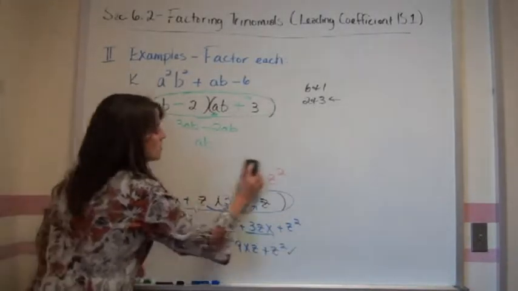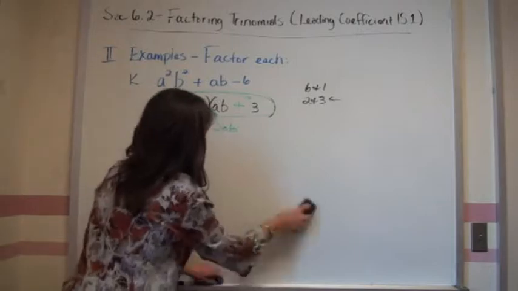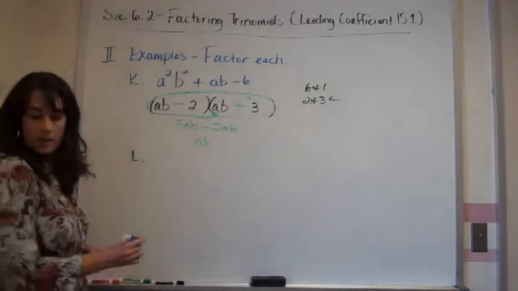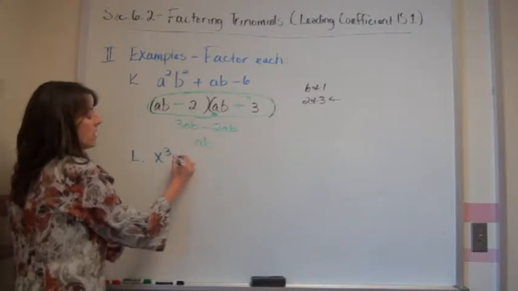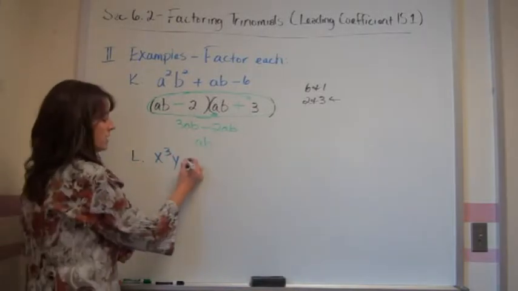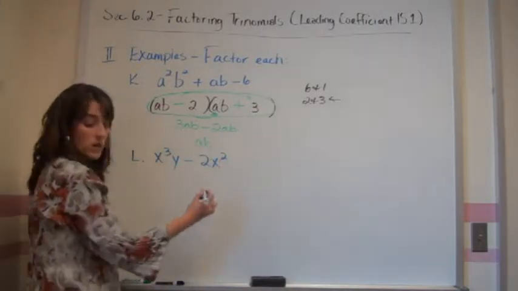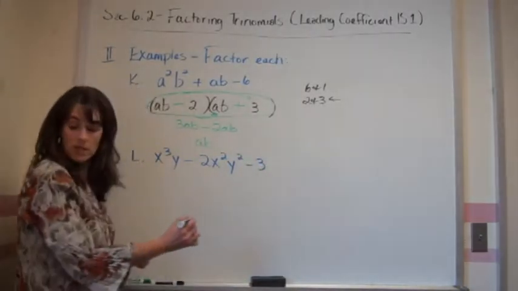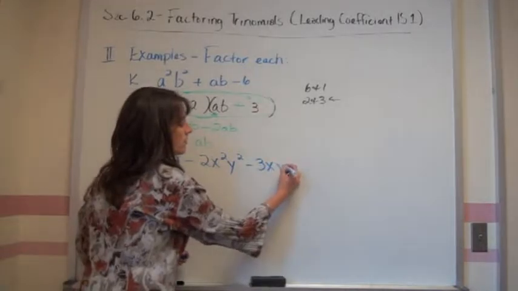All right, last one here, and I think we've got it. X to the third y minus 2x squared y squared minus 3xy to the third.